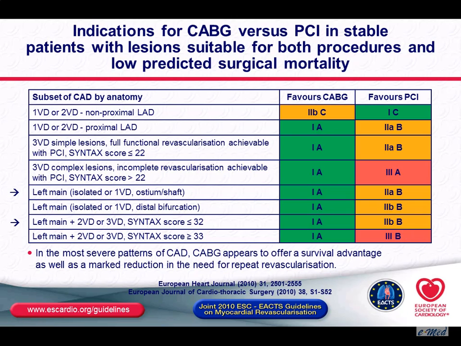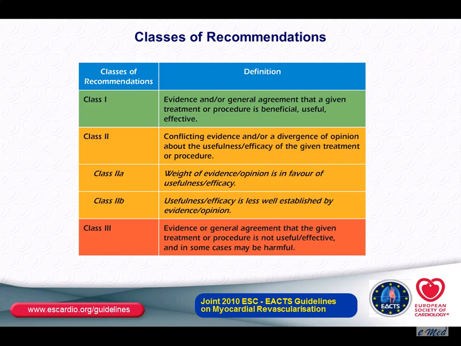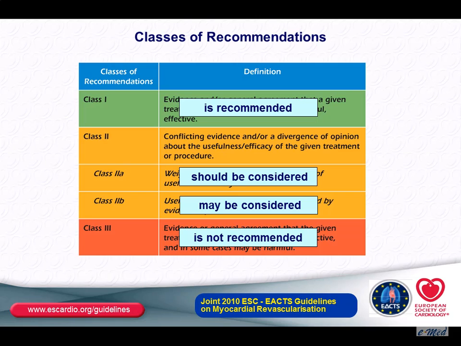So some surgeons have misinterpreted this slide and said 1A is higher than 2A, therefore it's always surgery. That's not the case, because as a matter of fact, 2A means should be considered, and 2B means may be considered. Now, if you want to consider, you need to discuss, and that's why the heart team.